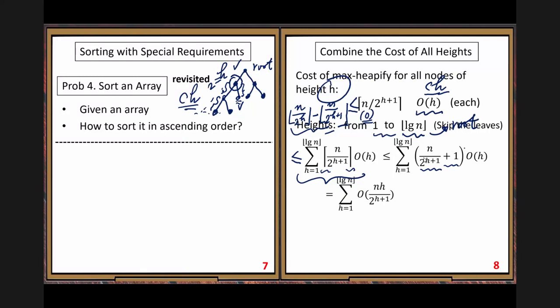So now we need to calculate this estimated summation. Two terms, first term, second term. We do the summation based on the first term, and then the summation based on the second. So we have two summations to estimate.